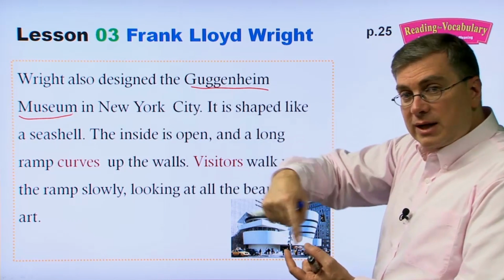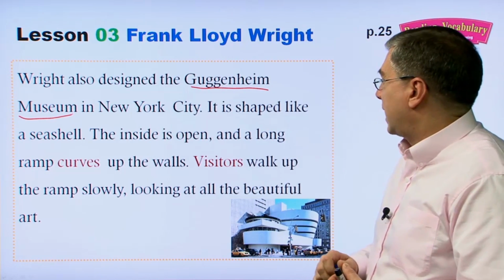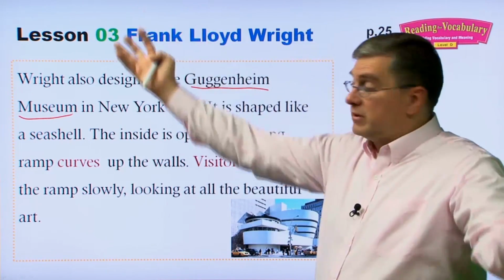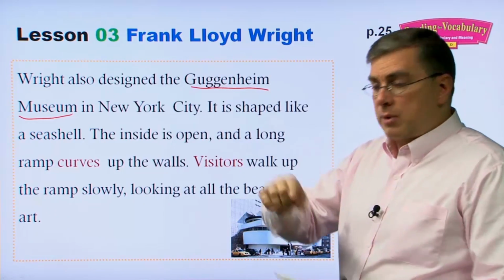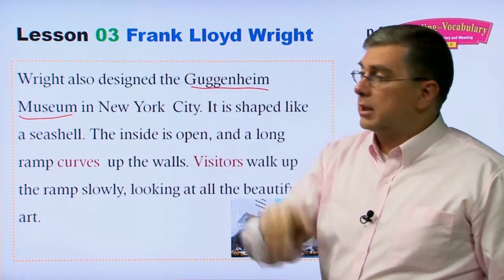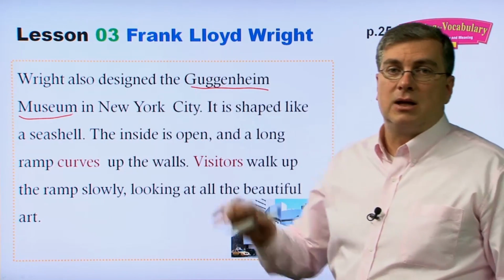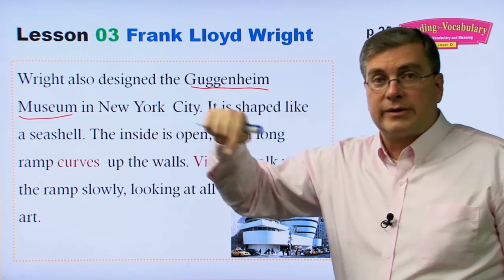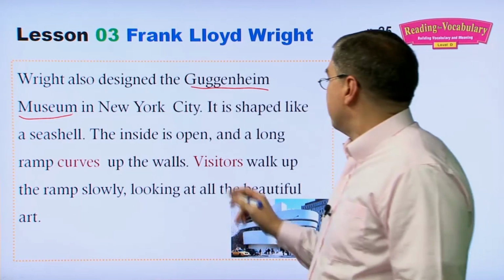Like the rotating seashell that we saw before in the vocabulary section. The inside of the building is very open, lots of open space. A long ramp. You can walk up slowly and take a look at the exhibit. You don't feel like, this first floor, second floor, third floor. It all seems like one continuous exhibition.